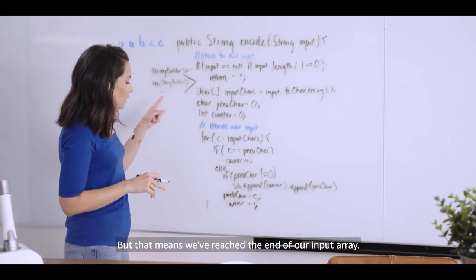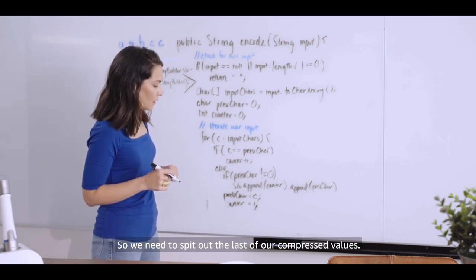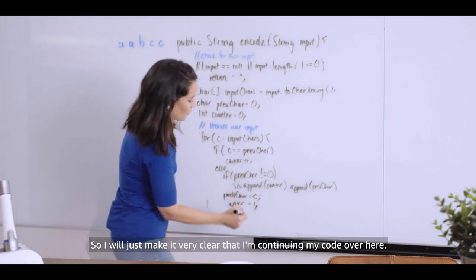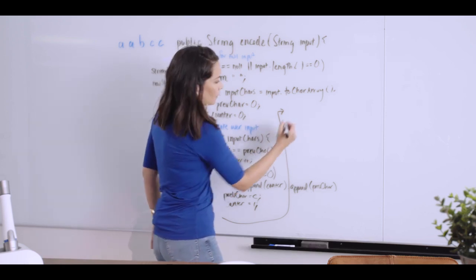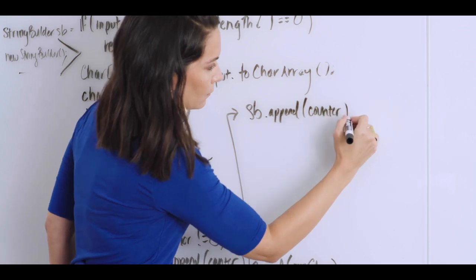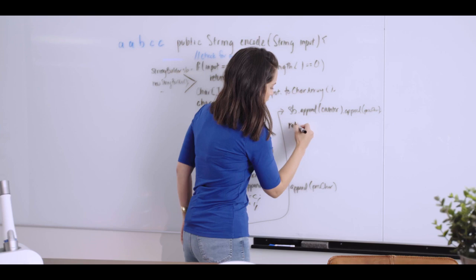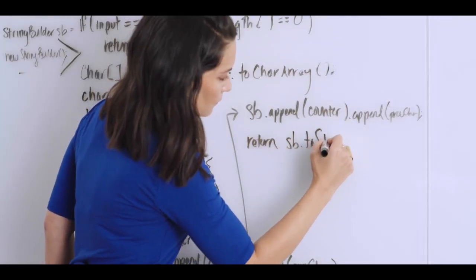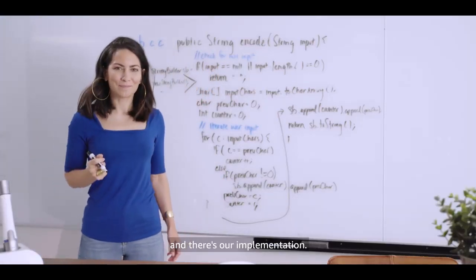But that means we've reached the end of our input array, so we need to spit out the last of our compressed values. So I will just make it very clear that I'm continuing my code over here. And then finally, I'll return the string. And there's our implementation.